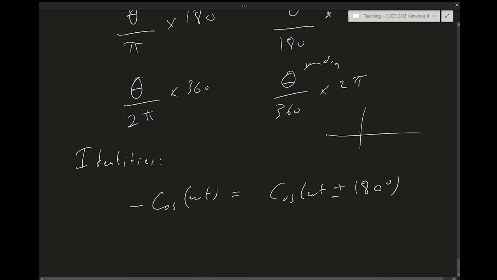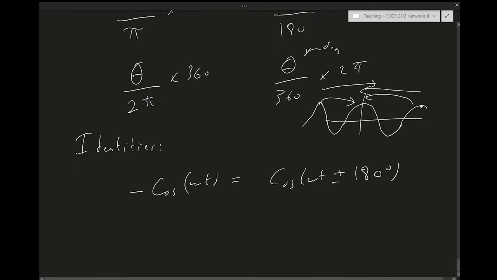Why? Because if I have a cosine, this is how I draw a cosine. If I shift it to the right by 180, or to the left by 180 degrees, meaning I shift this peak here, or this peak here, I will get the same signal. It doesn't matter if I shift by plus 180 or minus 180, right? Same thing, minus sine omega t equals sine omega t plus or minus 180 degrees.